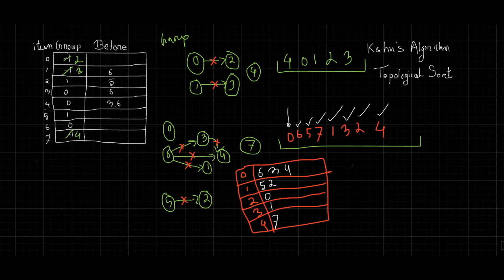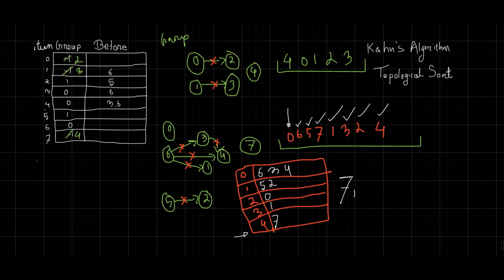Now we have built this matrix, and here, what is the order of the groups? It is 4, 0, 1, 2, 3 in the topological manner. So we have to put the element 4 first.